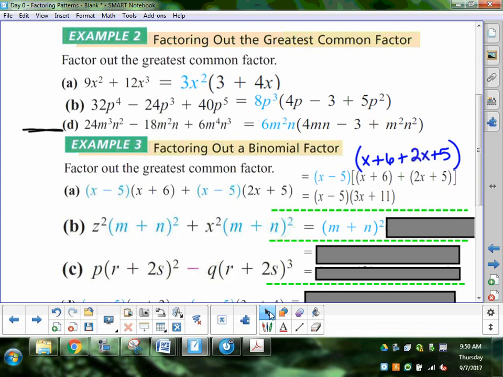What's left after I divide out my GCF? Hands up, please, if you can tell me. In this question, what am I left with after I take out my GCF? Go ahead.